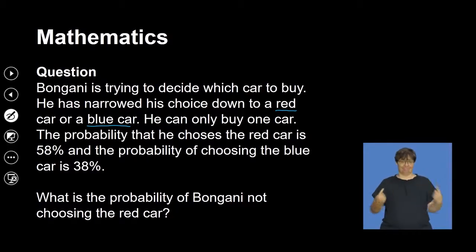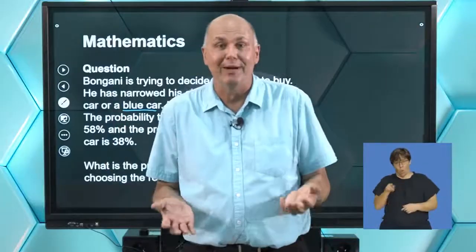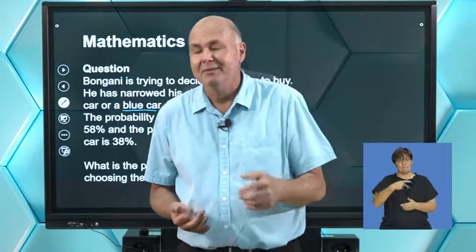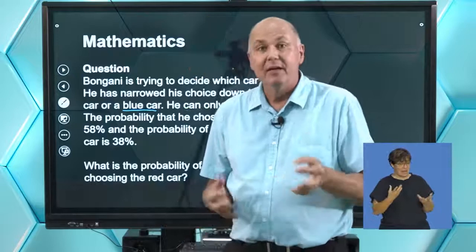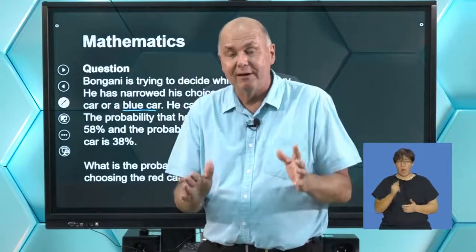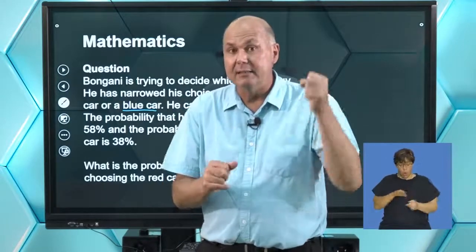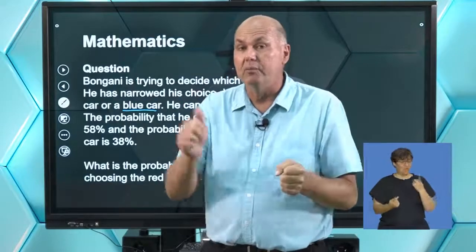Most of us, it takes a long time to buy a car. Better to save, and then you can buy it for cash. Not many of us have that discipline. But Bongani can buy one car. Recognize it. It's either a red car or a blue car.